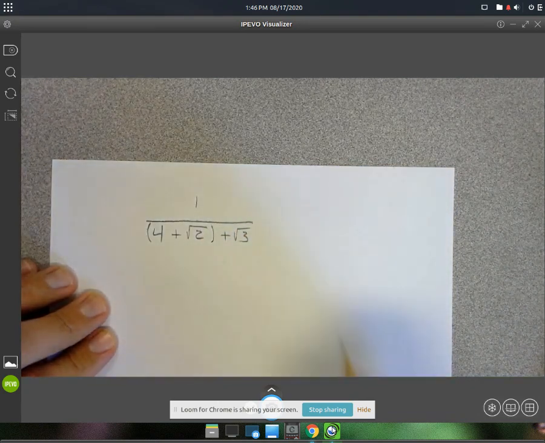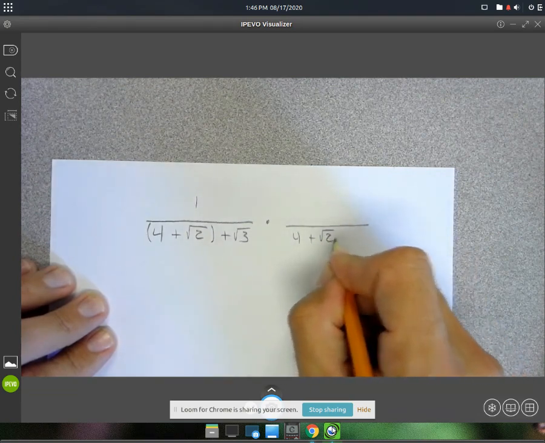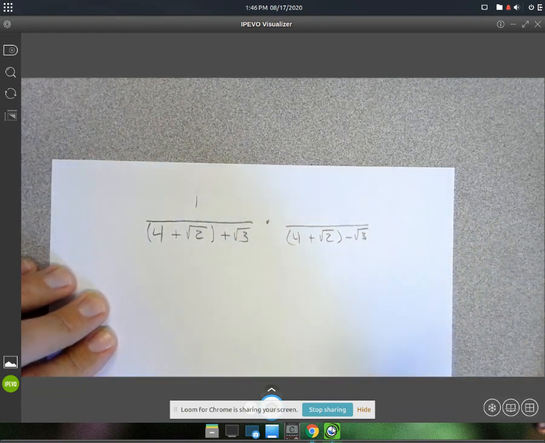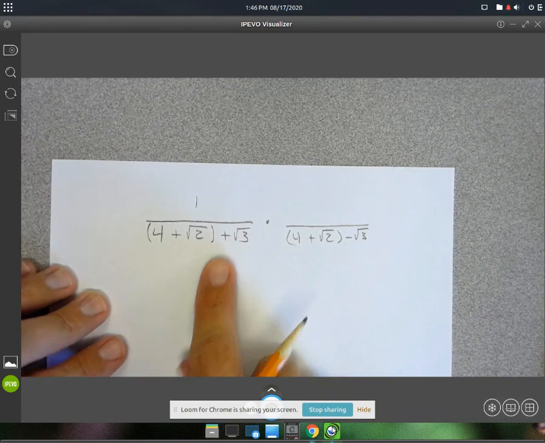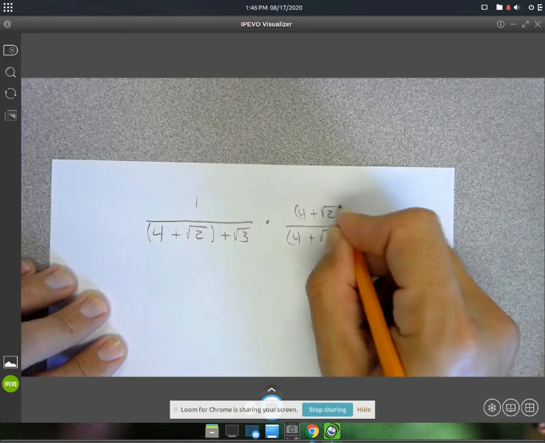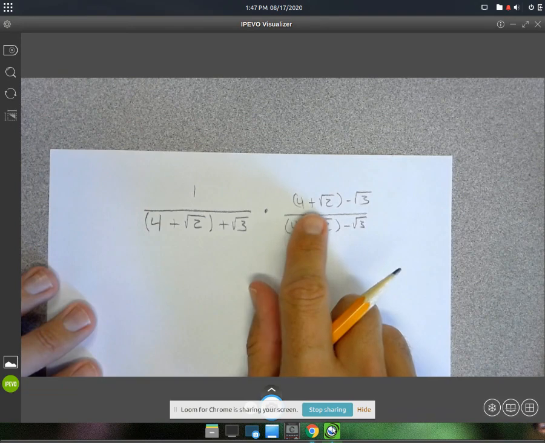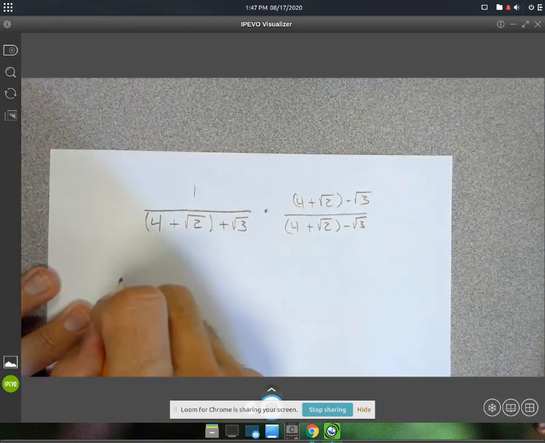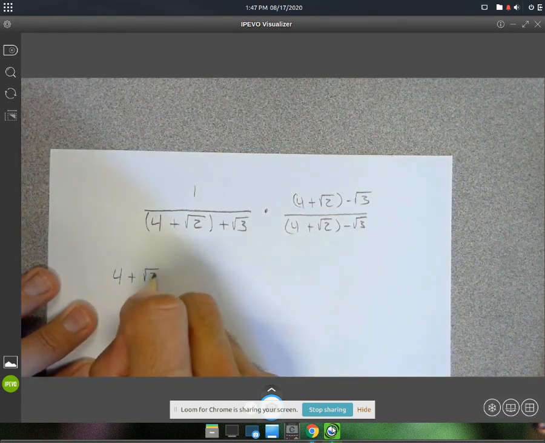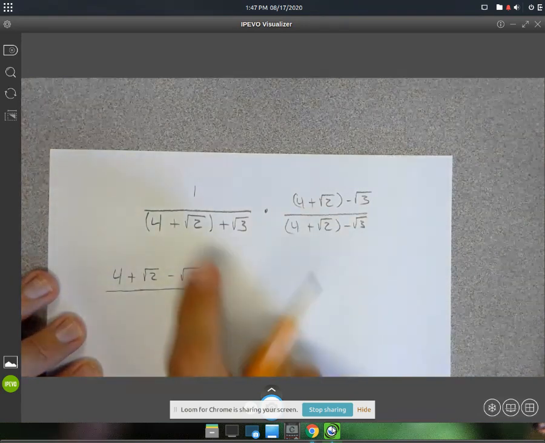Okay, so the conjugate of this is going to be 4 plus root 2 minus the square root of 3. Just changing that middle term. And on top we'll have the same thing, 4 plus root 2 minus root 3. Whenever we multiply this times 1, we're just going to get that same thing. That's the reason I put a 1 there.